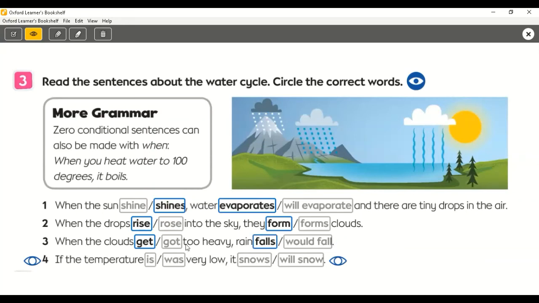Yes, falls. And number 4, if the temperature is or was very low, of course is, yes. It snows or will snow. Yes, it snows. Great job. Great.